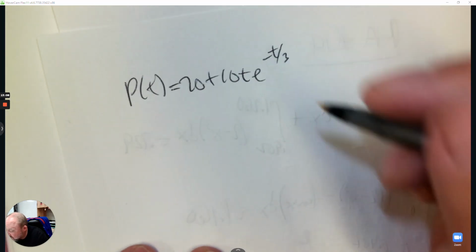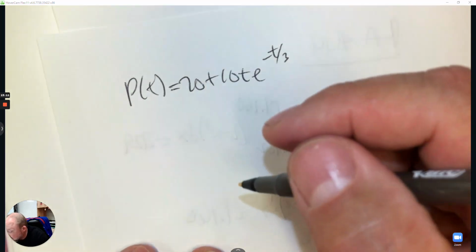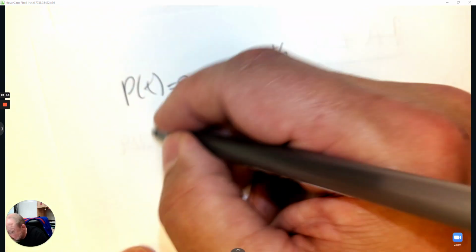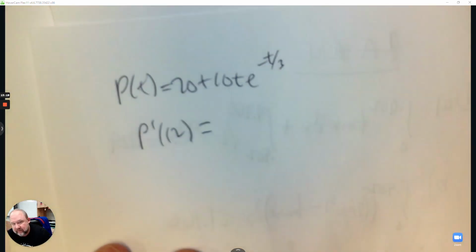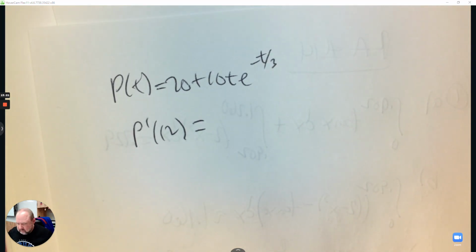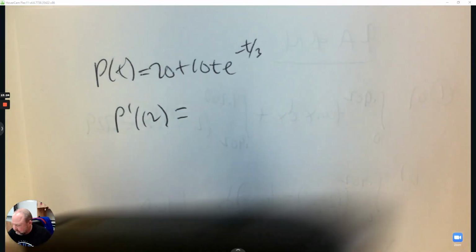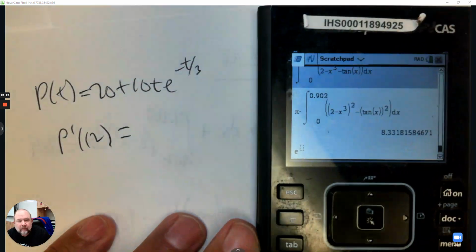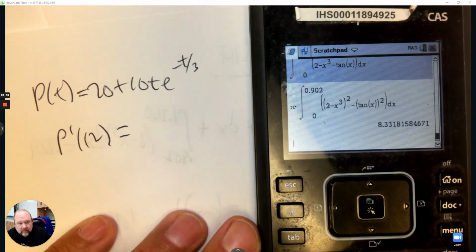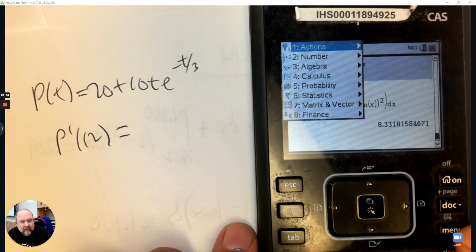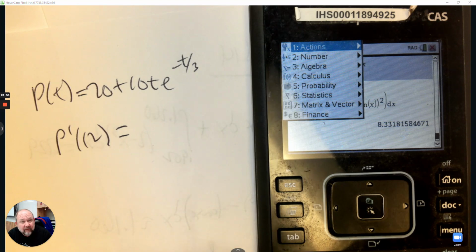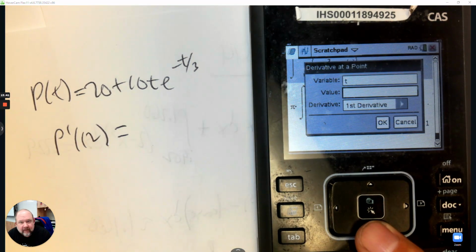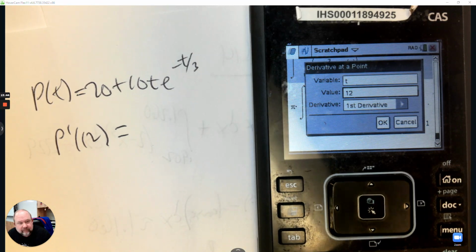A student proposes the function be given by that as a model for the temperature of the water in pond T, where T is measured in days and in Celsius. And it says now find the derivative at 12 using that. So just use your calculator and find the derivative at 12. So we're going to go menu, calculus, derivative at a point. We're going to use t, and the value is at 12.